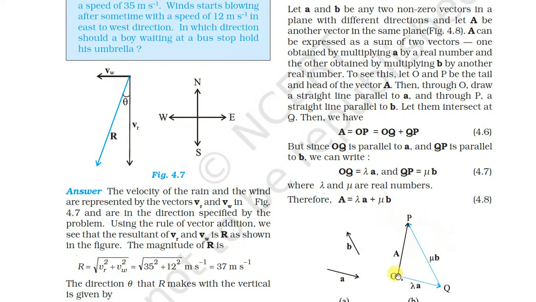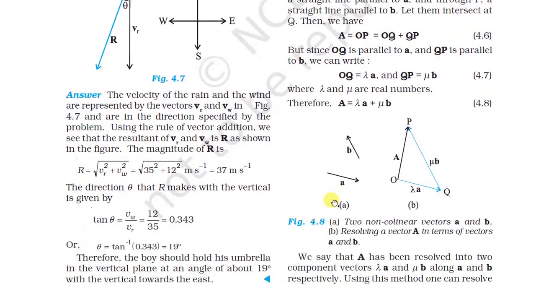This is our OP. OP equals OQ plus QP. But since OQ is parallel to a and QP is parallel to b, we can write OQ equals lambda times a, and QP equals mu times b, where lambda and mu are real numbers. Therefore A equals lambda a plus mu b.